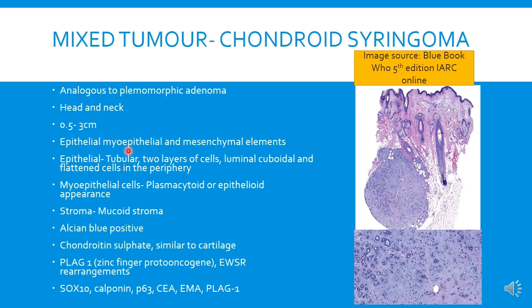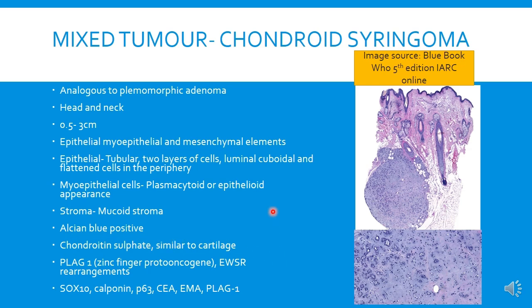And like pleomorphic adenoma, you have both epithelial elements and a mesenchymal element. It is a benign tumor. It is well circumscribed, situated deep in the dermis and subcutis. And there are epithelial structures which are represented by ducts surrounded by myoepithelial cells, and characteristic basophilic mucoid or chondromyxoid stroma, which is positive for Alcian blue histochemical stain. And this material is similar to chondroitin sulfate, which is similar to cartilage.